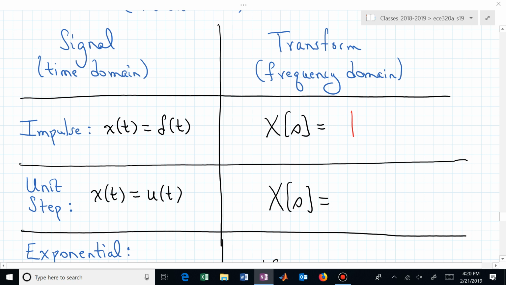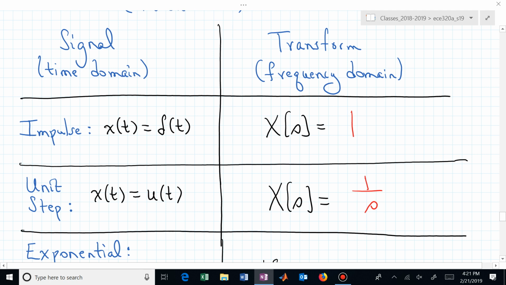What's its Laplace transform? Another person answering. What is the Laplace transform of a unit step? Timothy. Is that right? Yeah. Good. Your answer is correct as well. It's 1 over s.